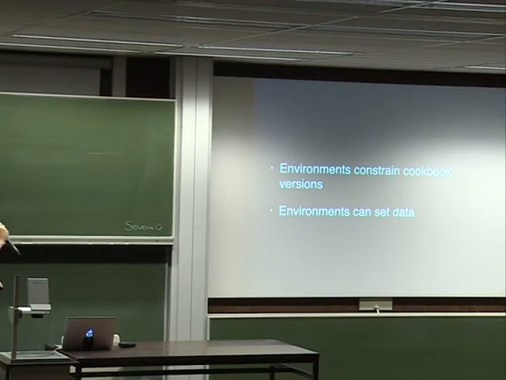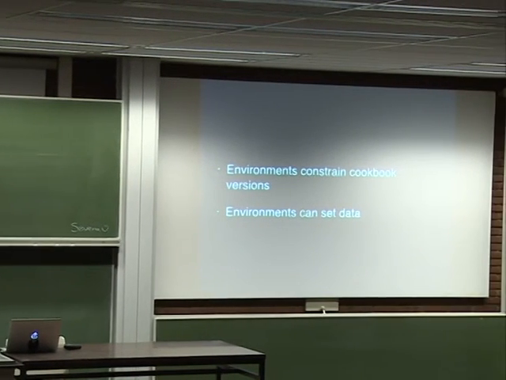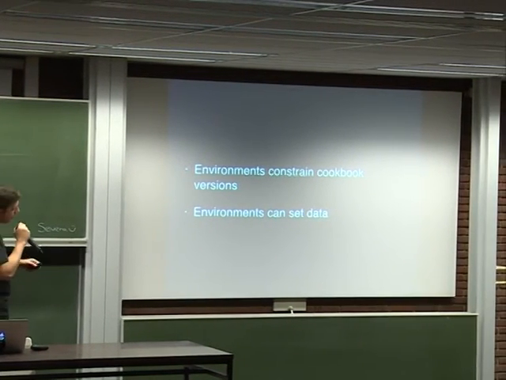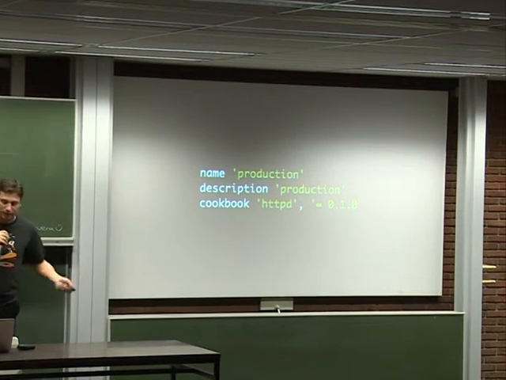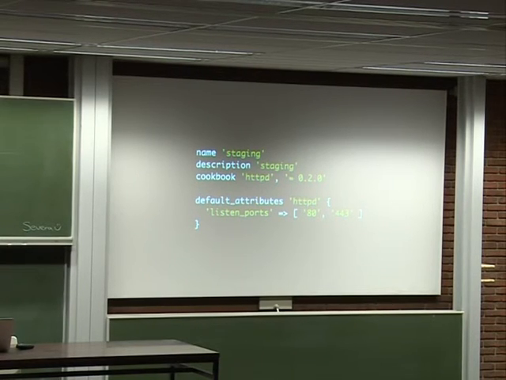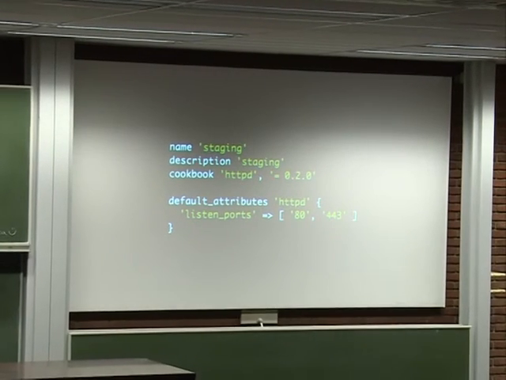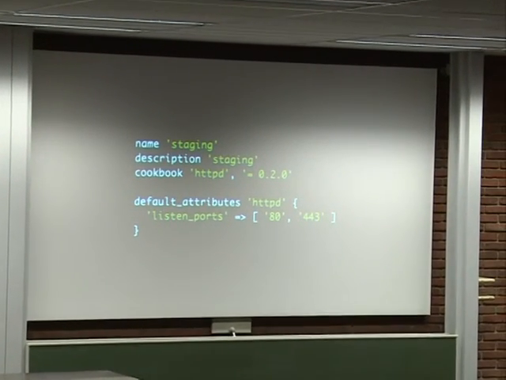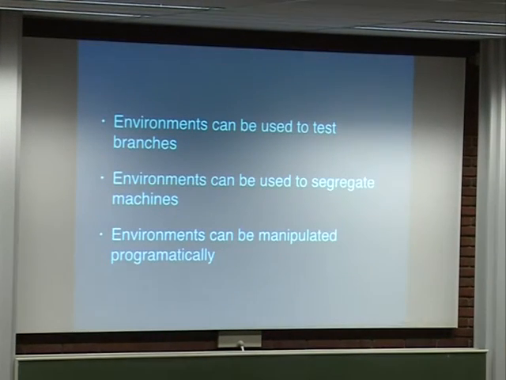Environments. I'm going to zip through this real quick because I only have a few minutes left. Environments constrain cookbook versions, and they allow you to actually set data. So here's an environment. Boom. I want the 1.0 version of the HTTP artifact. In a staging environment, I'm saying I can use the 2.0 version of that artifact. So it gives me a way to test the code and install things on a server without blowing things up. Environments can be used to test branches, environments can be used to segregate machines, and environments can be manipulated programmatically. Another Chef-y thing.